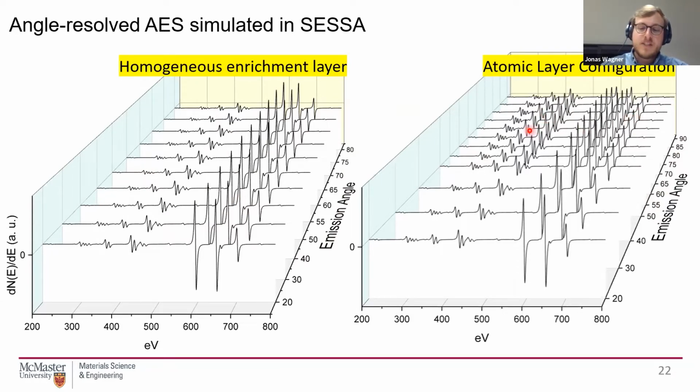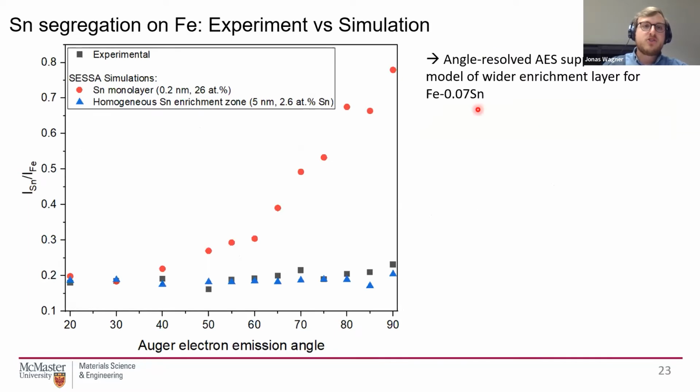Comparing this kind of simulation to an actual angle-resolved experiment I performed in geology on my sample, that we can see here in black, my experimental data follows much more closely the homogeneous type of scenario. So for me, I could conclude that my angle-resolved AES supports more the model of a wider enrichment layer, not as sharp as just one atomic layer.